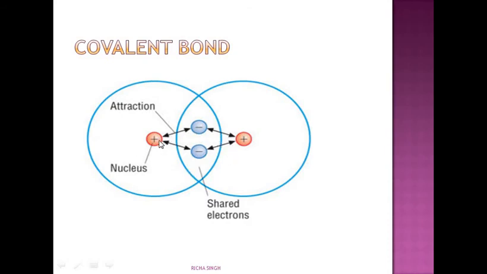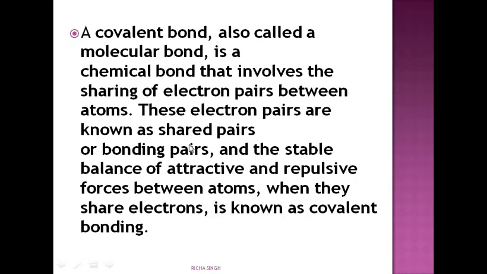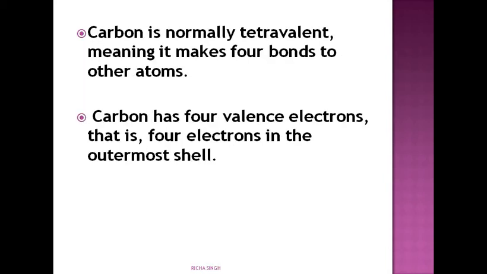And here also the nucleus is there in the center, positively charged, electrons on the side, so they will also have a force of attraction between them. Now, a covalent bond is formed, always remember this, by sharing of electrons. And these bonds are also stable because there is a balance of attractive and repulsive forces, as I've shown you in the previous slide. And therefore, when the sharing of electrons is done, the bond is known as a covalent bond.